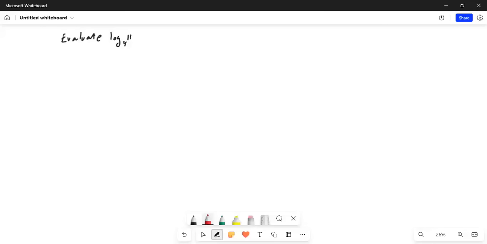Today we are going to work out a problem on logarithms. It says evaluate logarithm of 11 to the base 4. The solution.